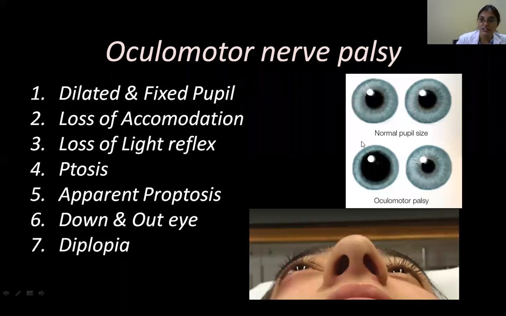And the down and out eye is because of the action of the superior oblique. And then diplopia. The side muscles are not able to maintain a proper gaze, so obviously there will be double vision. That is diplopia.